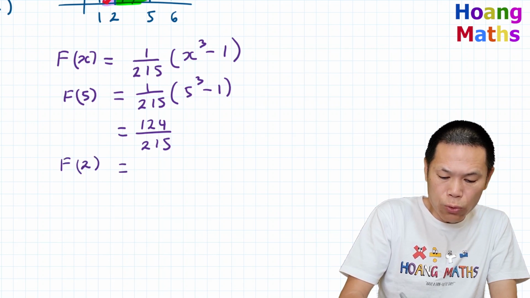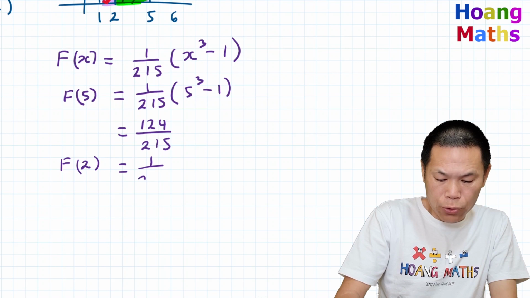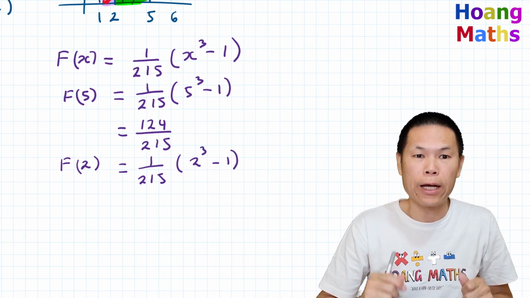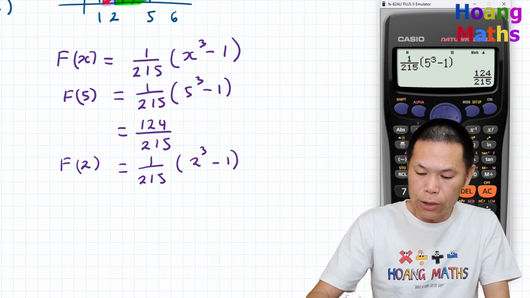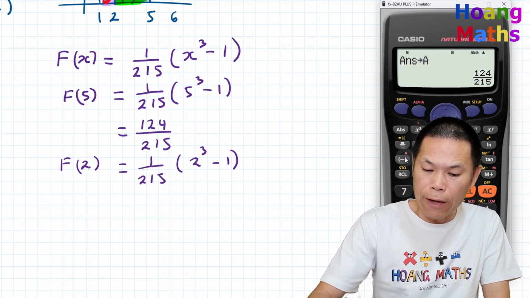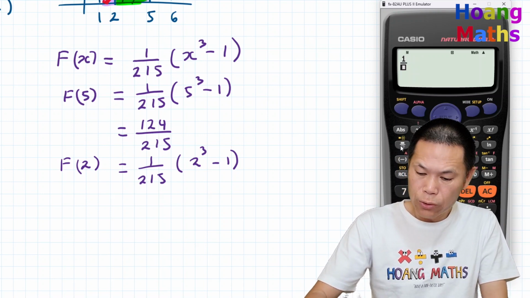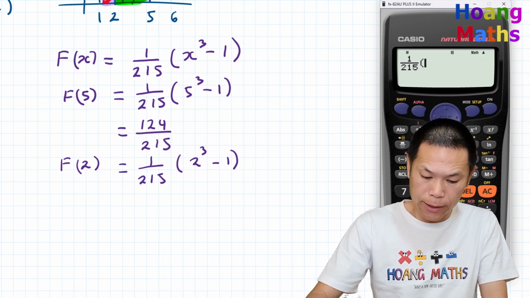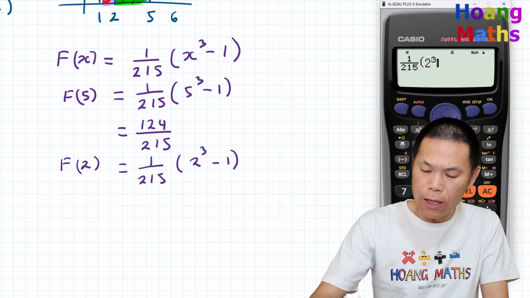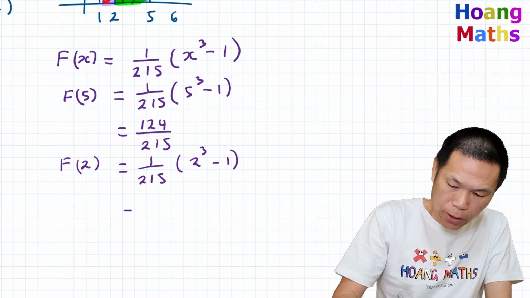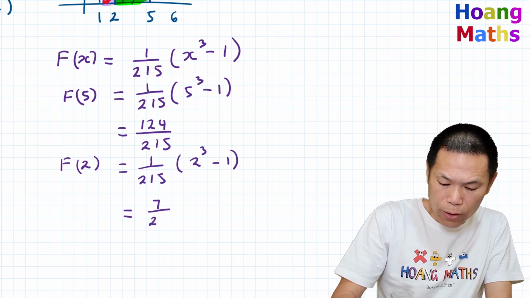Capital F of 2 is equal to 1 over 215 and 2 replaces x, of course, so 2 to the power 3 minus 1. Now just put that on the calculator. Before that, I store the answer in A first, because I know I'm going to use this later. So I go 1 over 215, then brackets 2 to the power 3, which is 8, but I just type that in anyway, minus 1, close brackets. So 7 over 215.